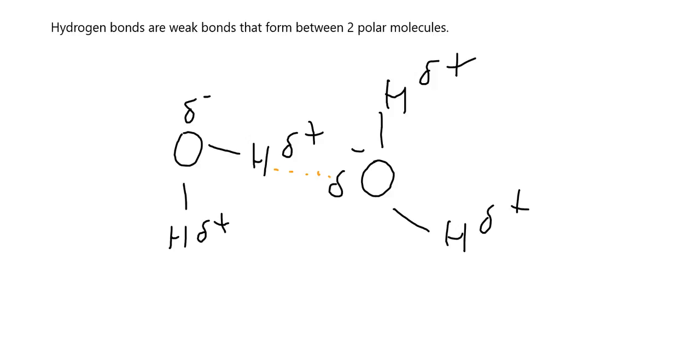Other kinds of things that could be polar, NH3 is a reasonably common one. So let's say we've got nitrogen over here with 3 hydrogens on it.